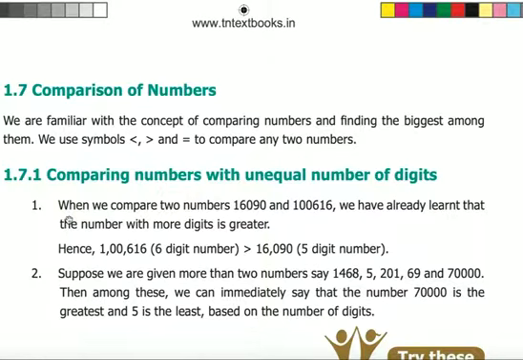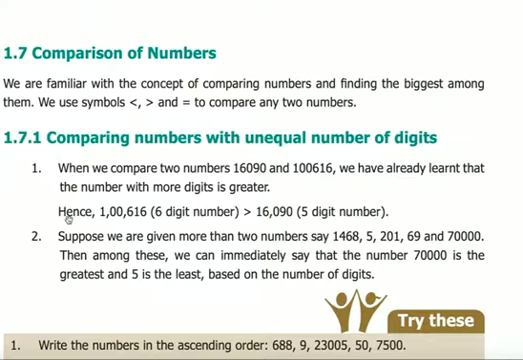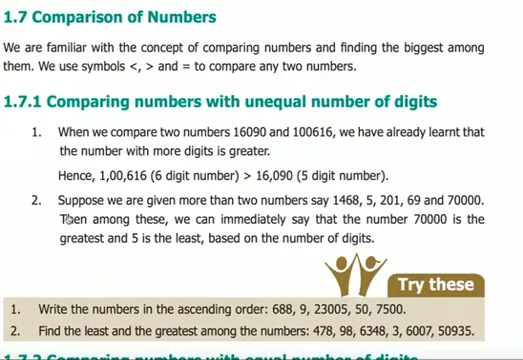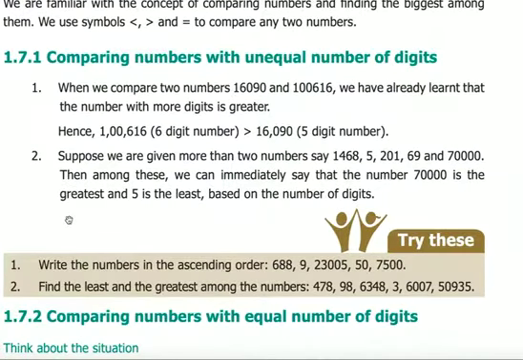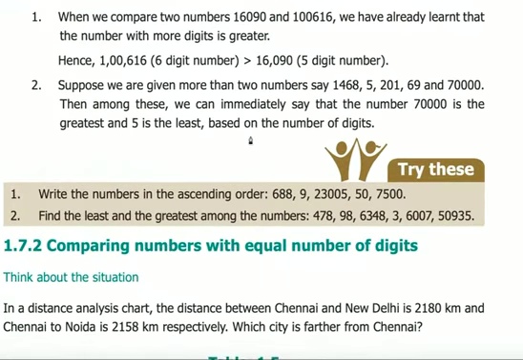Comparison of numbers. We are familiar with the concept of comparing numbers and finding the biggest among them. We use symbols less than, greater than, and equal to compare any two numbers. Comparing numbers with unequal number of digits. When we compare two numbers, we have already learned that the number with more digits is greater. So 6-digit number is always greater than 5-digit number.